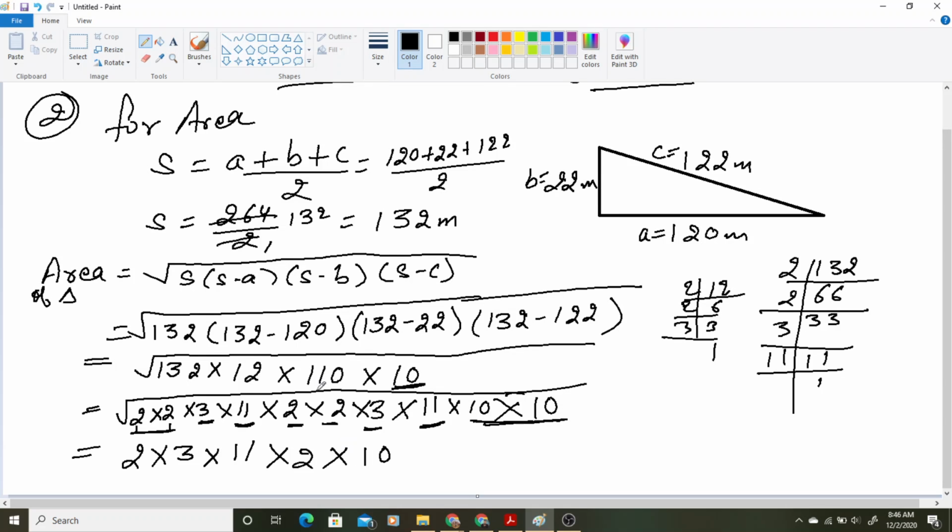So are we left with anything inside the root? क्या root के अंदर कुछ बचा? No, sir. We are not left with anything, because every number inside the root is forming a pair, है ना? So that means we are not left with anything, so we will not write the root, लिखने की ज़रूरत ही नहीं है, we will just multiply these things.